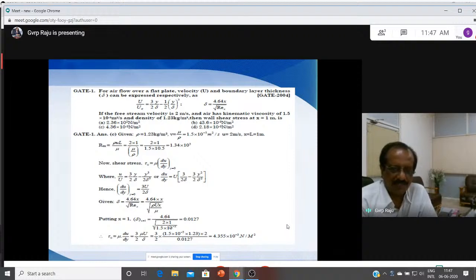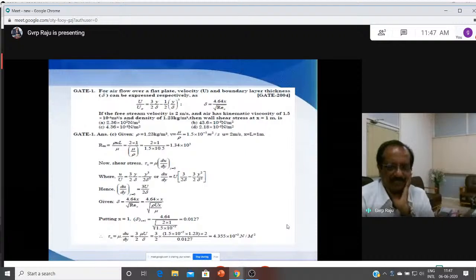So delta is equal to 4.64 again with the Reynolds number, which is equal to 0.0127 here. This is the boundary layer thickness, and we have the equation. He has asked to find out the shear stress, mu into du by dy, which is equal to, and du by dy here we have 3U by 2 delta, and the mu value we have given here. So this is 3 by 2, and U by delta, so capital U is 2 here, and delta is 0.0127.